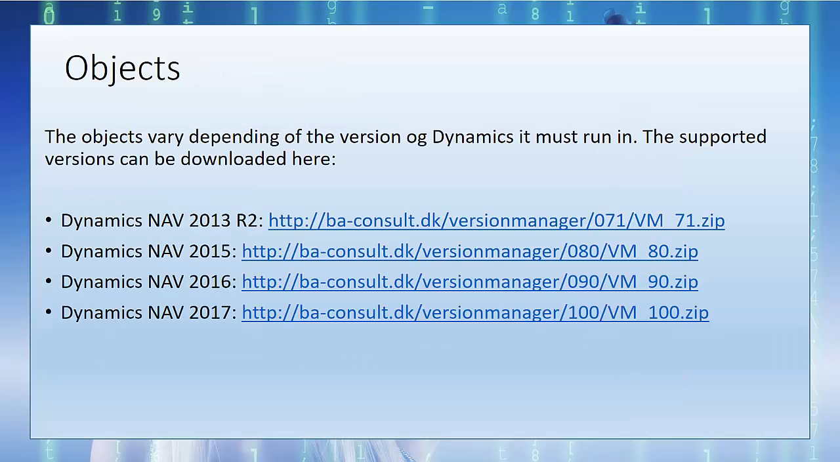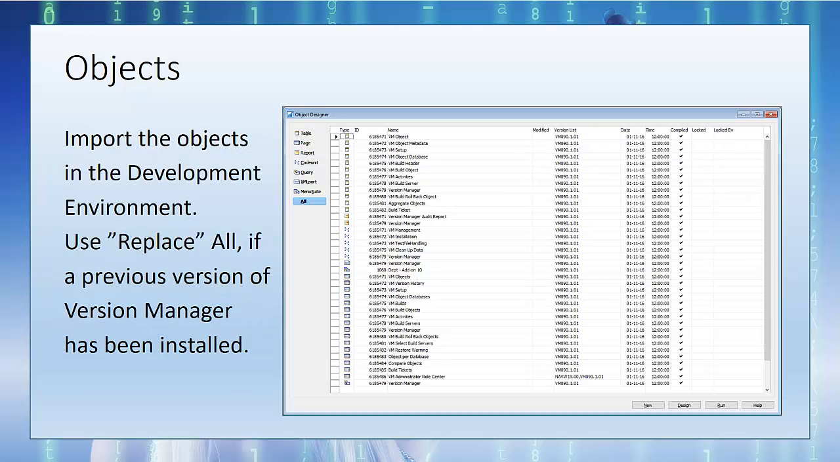When Version Manager has been added to the Dynamics Nav license and all the other prerequisites are met, it's necessary to download the latest version of the objects. The supported versions can be downloaded from here. When the objects have been downloaded, open the development environment and import the objects. Use the replace all if a previous version of Version Manager has been installed.